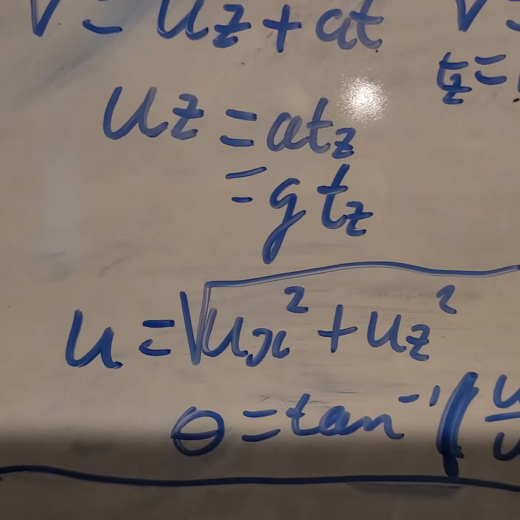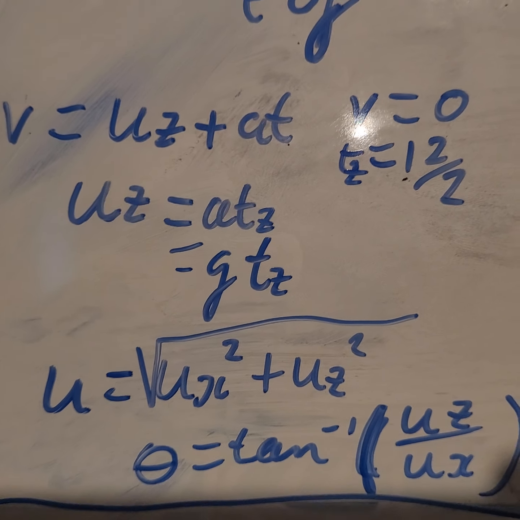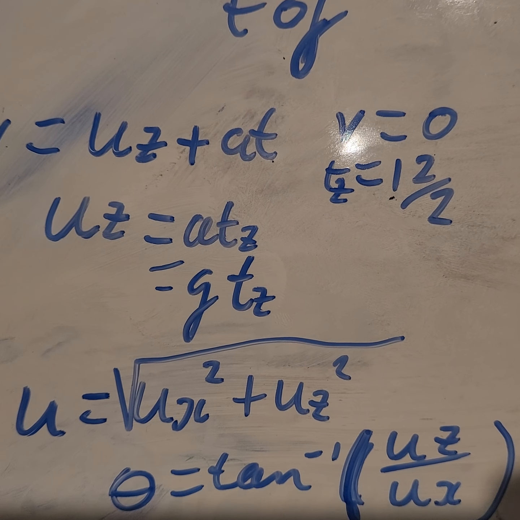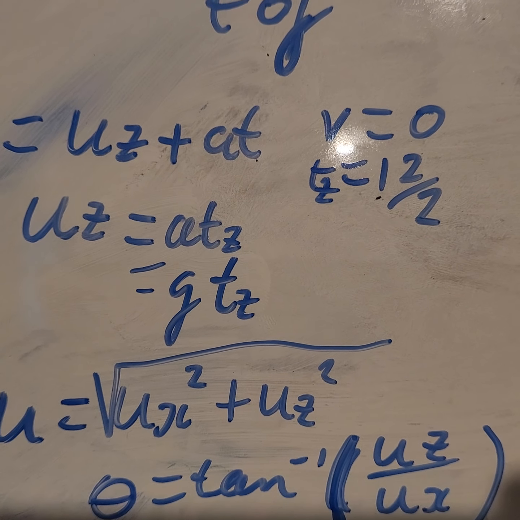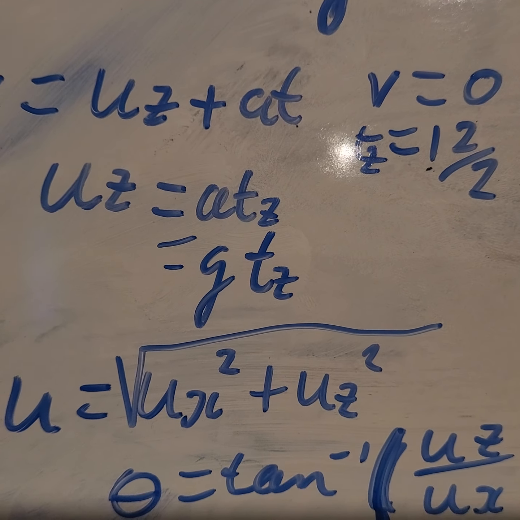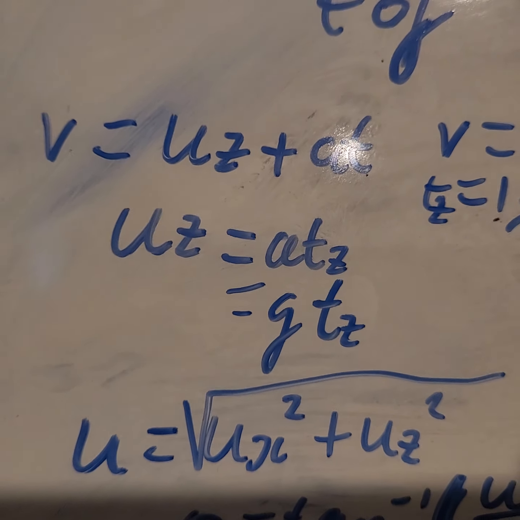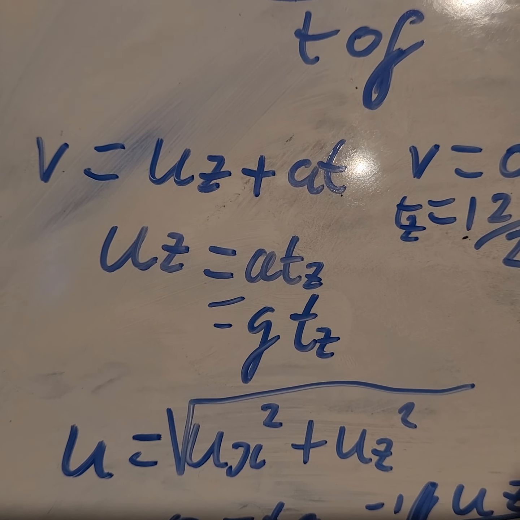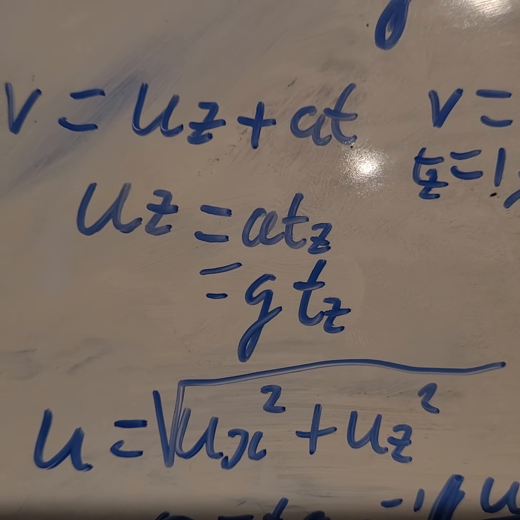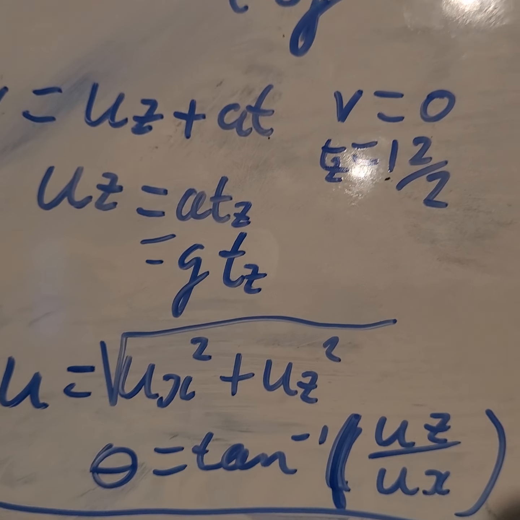Basically, you can figure out that if you have the velocity in the x direction and the velocity in the z direction, you take the square root of the sum of their squares, and that should give you the total velocity. So think of it as finding the hypotenuse of a right angle triangle: we've calculated the opposite and the adjacent sides, so we use them to find the hypotenuse.